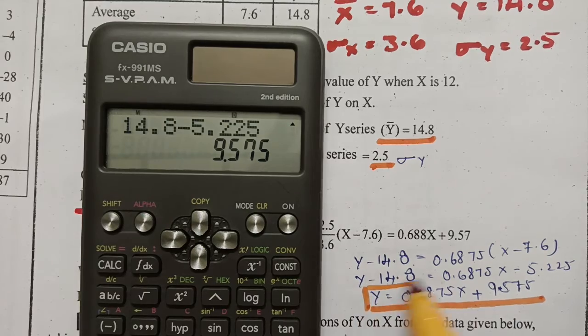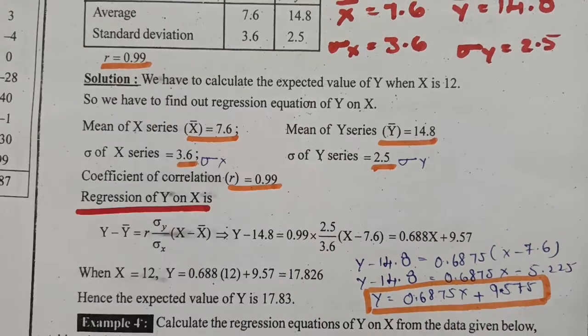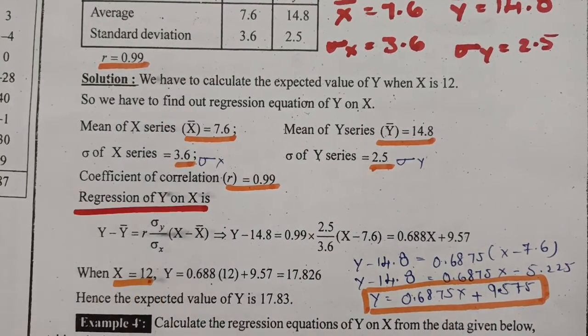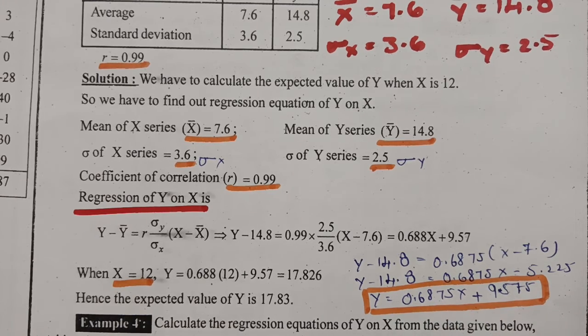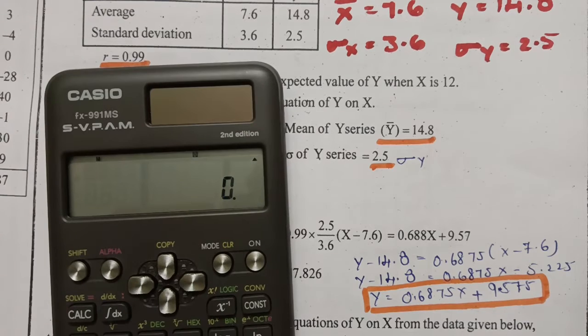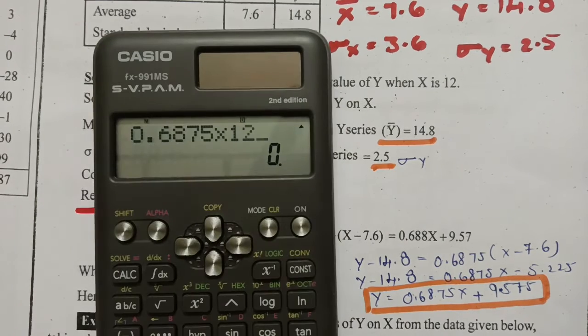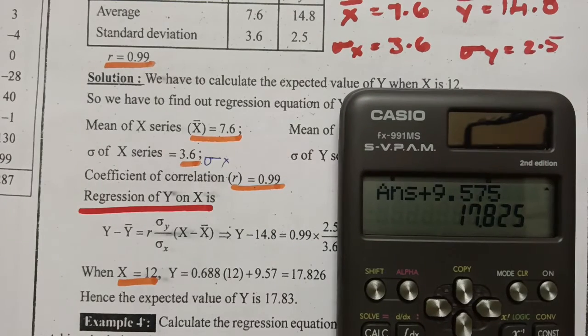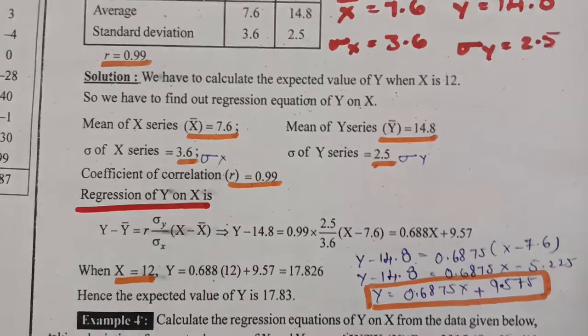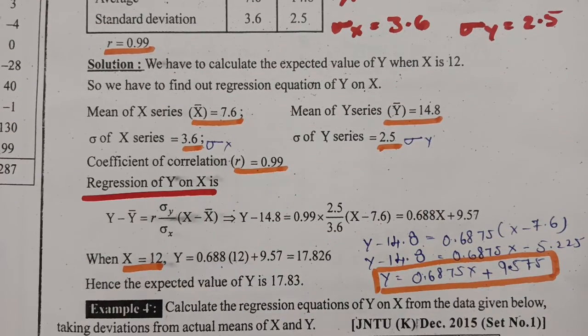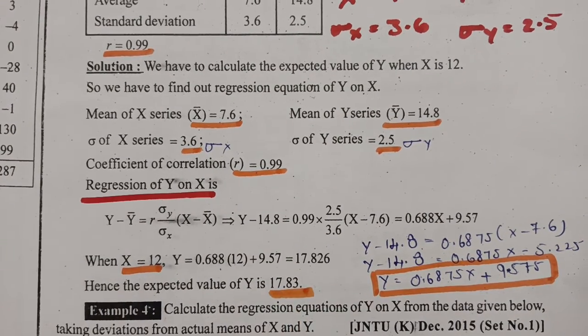So in this equation, if you substitute the X value, if you put X is equal to 12, what happens here? So this will be 0.6875 into 12 plus 9.575. So let me check here: 0.6875 into the X value, which is 12, plus 9.575. The value is approximately 17.825. So the expected value of Y here is 17.83. So this is how we have to solve.